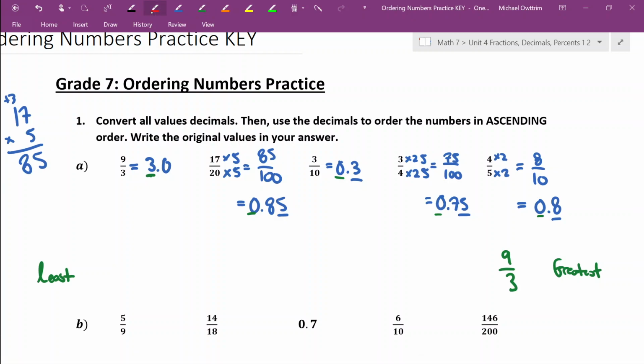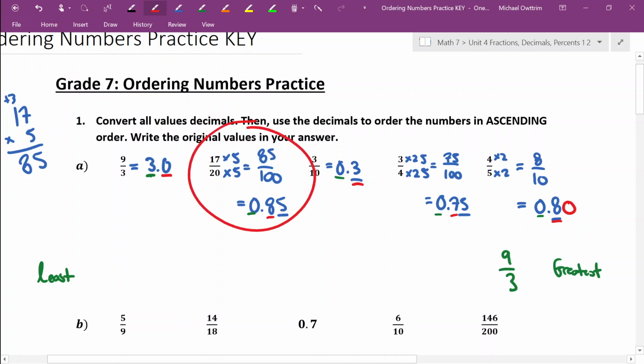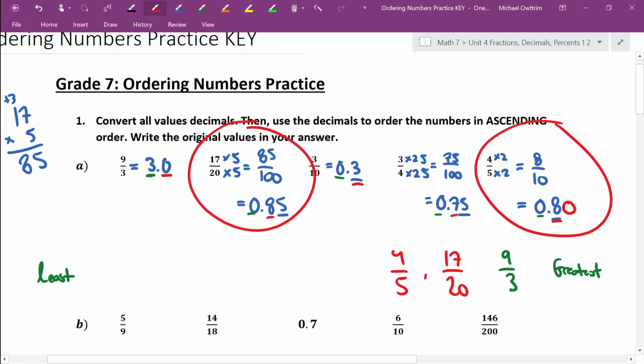Next, we can compare the tenths place. We've got 0, 8, 3, 7, and 8. So we've got 2 8s that are our next largest, and so then we want to think about the hundredths place in those. 8/5 is bigger than 8/0. So 17/20 is our next largest, and then our 4/5 is third largest.